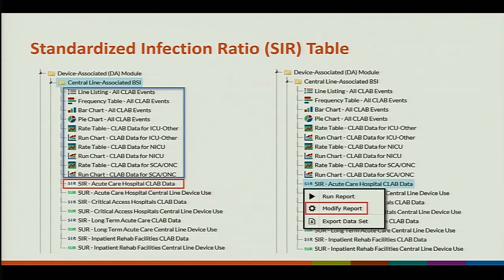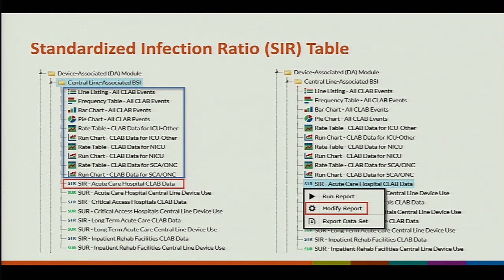Before we take a look at the CLABSI SIR table, I just want to point out the different options that are included in the device-associated module folder. You have the option to run a line list, a frequency table, bar and pie charts, rate tables, and your SIR tables. Each report provides a unique way of visualizing your data. Moving on to the CLABSI SIR report, this specific report can be found in the device-associated module under central line associated BSI. When you click on the report, there will be 3 options.